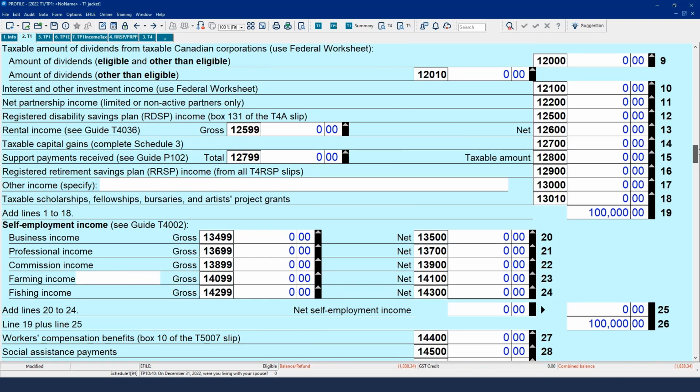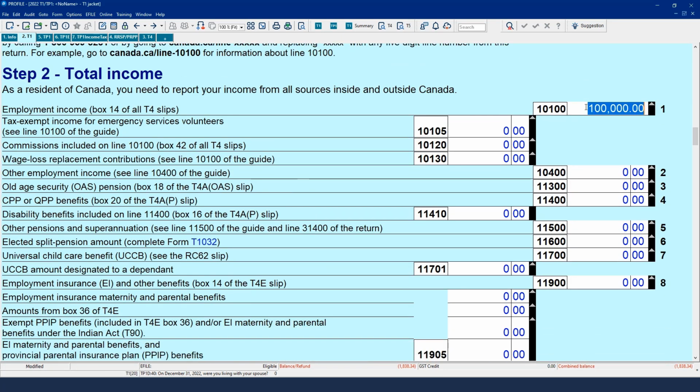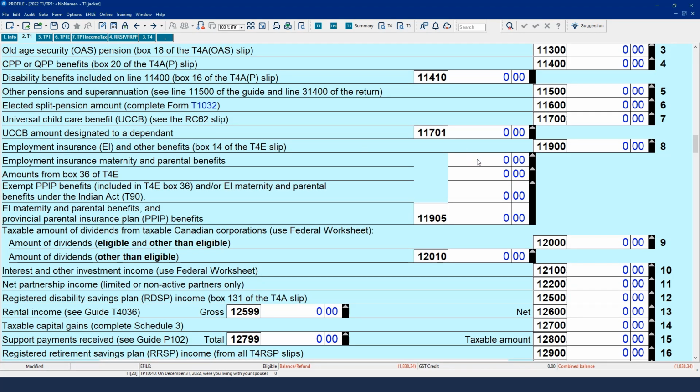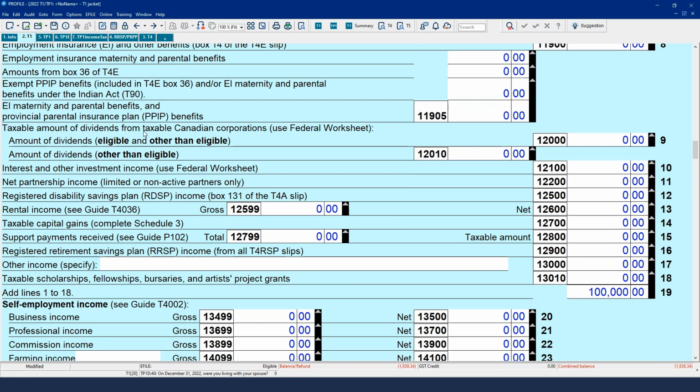So let's look at elements included in your total income. You've got your employment income, so that's the most common income line. You might have your pension benefits, your CPP, your disability benefits. Your employment insurance will be included in your total income on your T4E. Your EI, maternity and parental benefits. You've got your taxable amount of dividends.